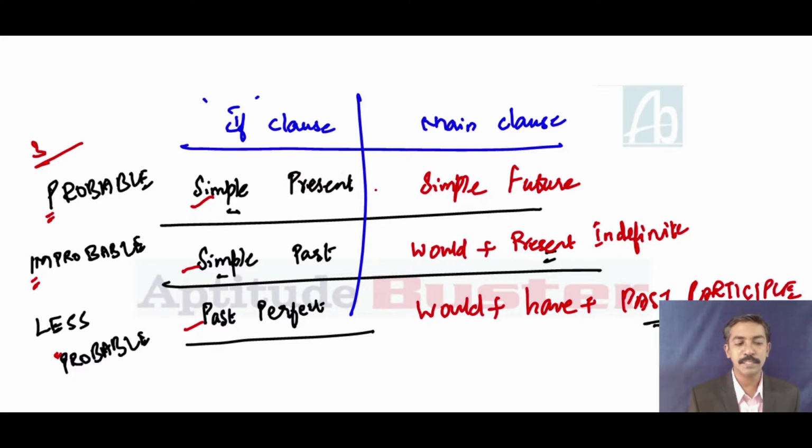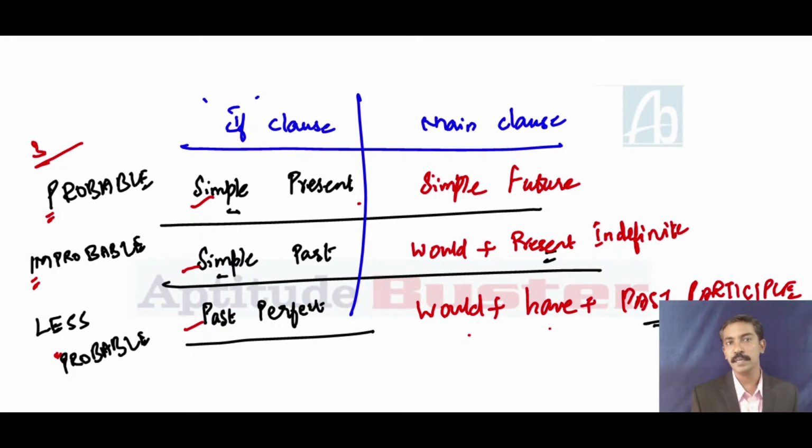Whenever you have simple present tense in the if clause, the main clause must be in simple future. Whenever you have simple past tense in the if clause, you must have a verb form which should take would plus present indefinite form. Whenever you have past perfect tense form in the if clause, the main clause must be would plus have plus past participle. Remember this tabular column.